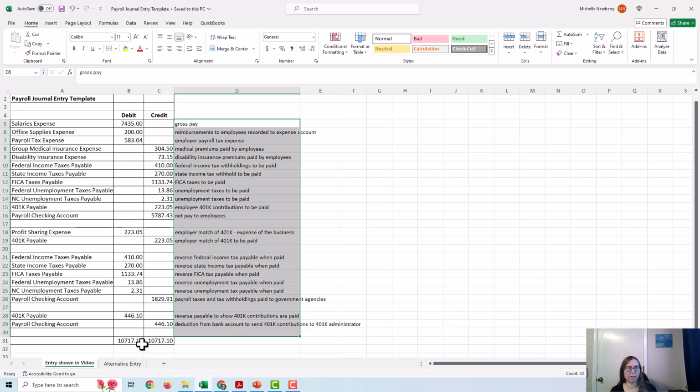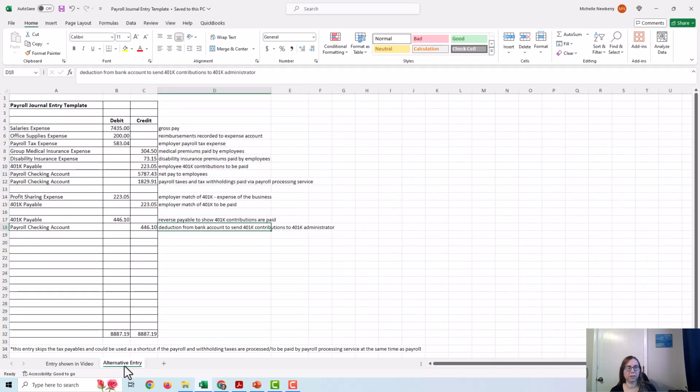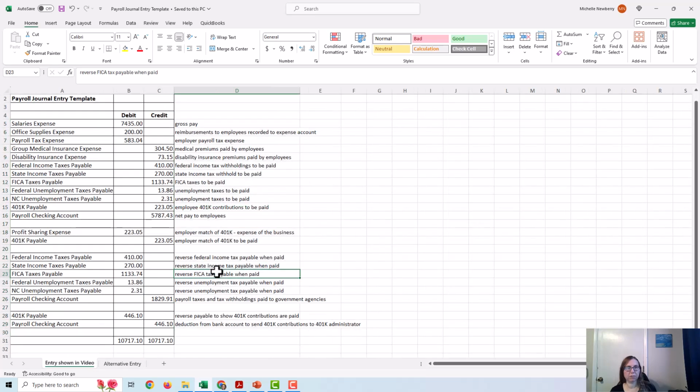And then I also created an alternative, because if your payroll is being processed by a service such as Gusto, they're going to deduct the net pay of your employees from your checking account on the day of payroll, or the day before actually. But they're also going to go ahead and deduct the taxes, because that payroll processing service in particular will deal with your taxes for you. It will submit your federal income taxes and your state income taxes and things like that. So the deductions happen at the same time.